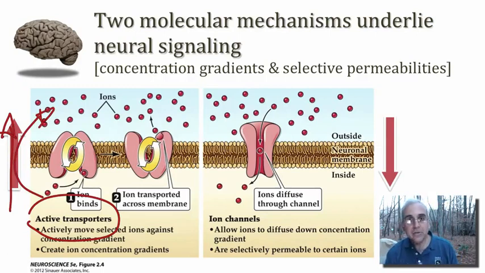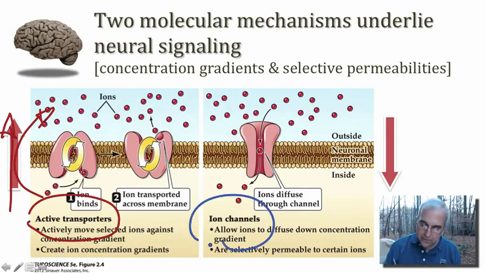Well, that concentration gradient is a means of storing energy that can then be dissipated if that gradient is allowed to discharge. And that gets us to the second mechanism that we have illustrated here in this slide. And that is the presence of ion channels that allow ions to diffuse through an aqueous pore created in the center of that channel that allows for the passage of an ion across the plasma membrane.